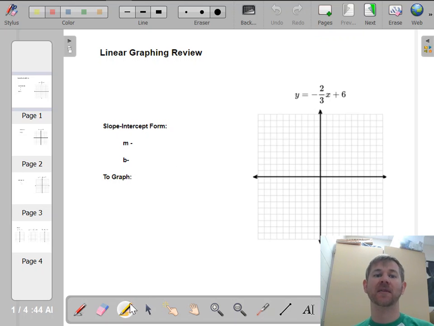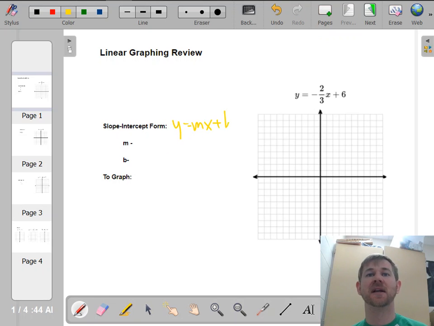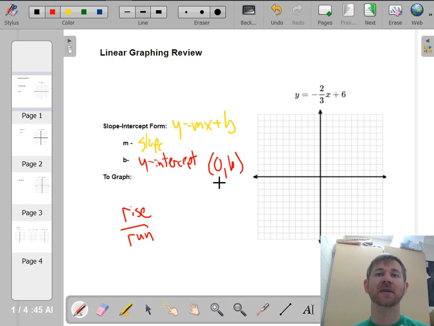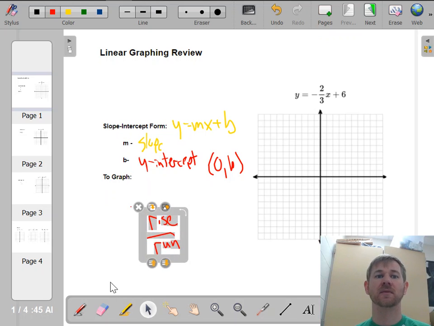The first form of a line is called slope-intercept form. Slope-intercept form is y equals mx plus b. If you don't remember, m is the slope. Slope is, again, rise over run, so we like to write it as a fraction. And b is the y-intercept. All y-intercepts have 0 for their x-coordinate, and then it will be the b value. So that's the coordinate.